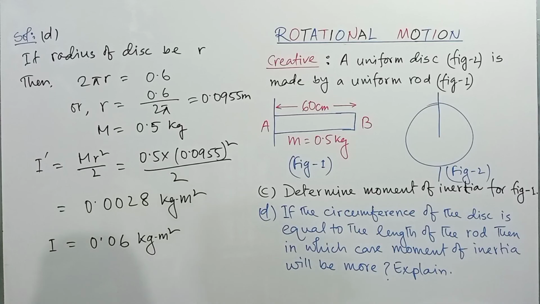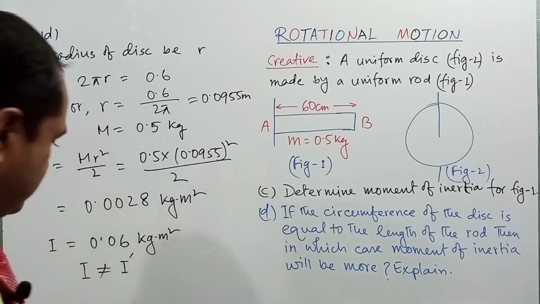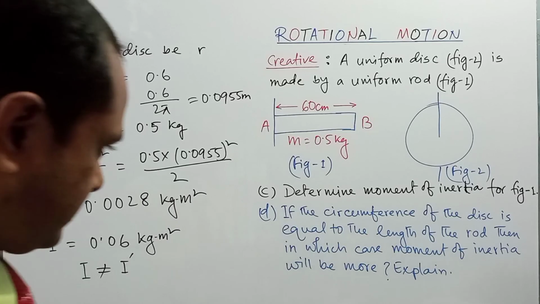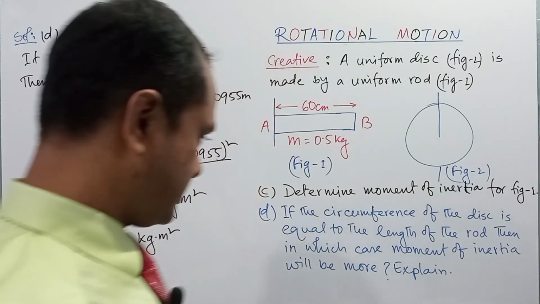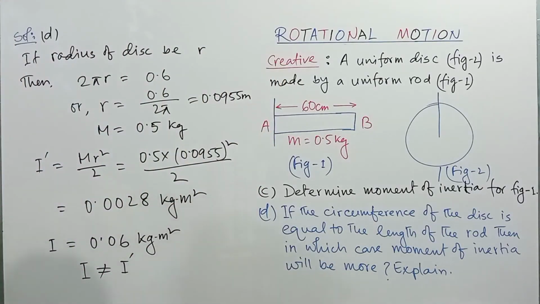So dear student, after the calculated value we can say that I is not equal to I prime. Okay? They asked in which case the moment of inertia will be more. So we can write that in case of the rod the moment of inertia will be more.